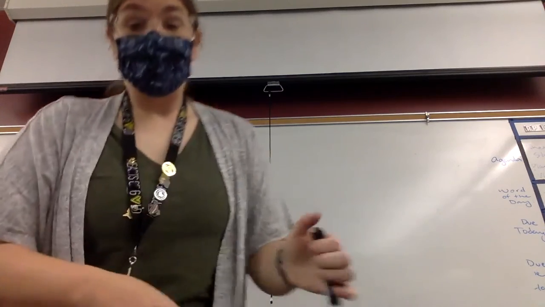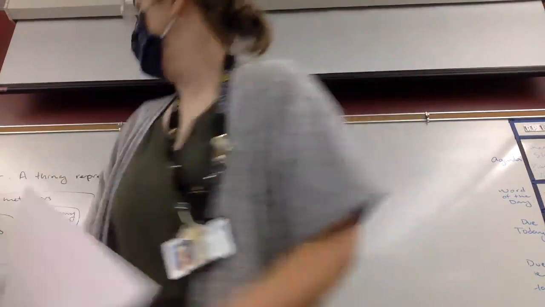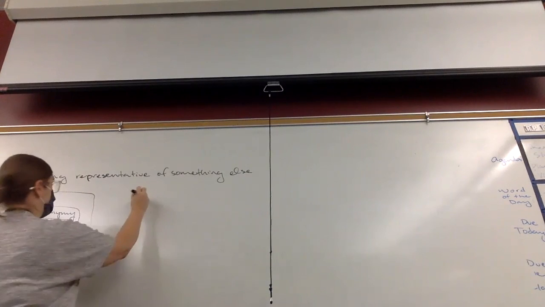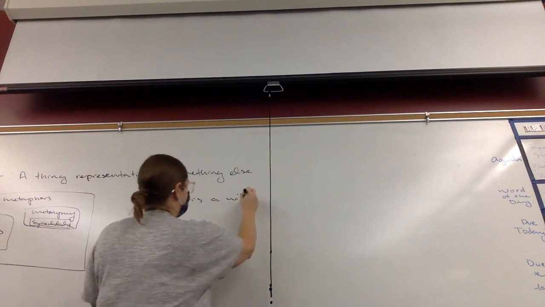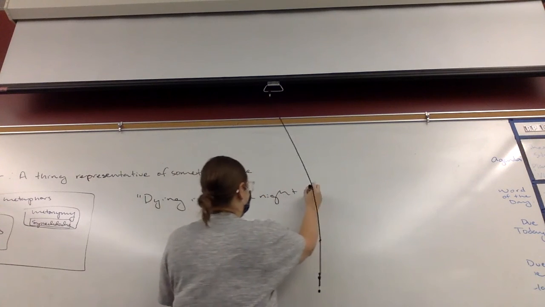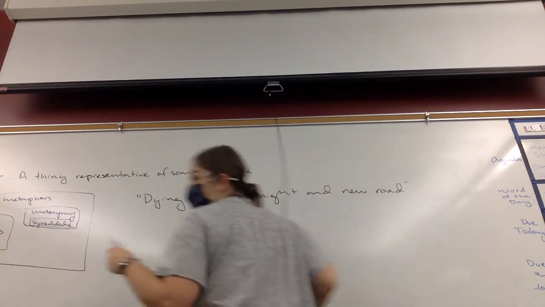Our metaphor that we're going to use is from the book. Actually, let's do a different one first. Here's one. Let's keep it light and positive. Dying is a wild night and a new road. All right, that's the metaphor to write down.